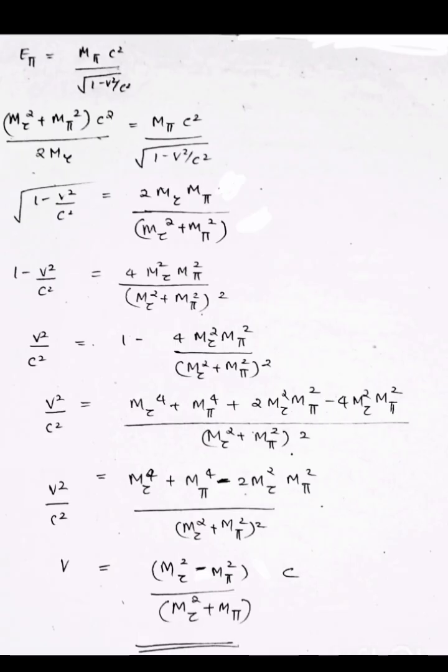So v square by c square is equal to m tau raised to 4 plus m pi raised to 4 minus 2 m tau square m pi square divided by (m tau square plus m pi square) the whole square. So that v is equal to (m tau square minus m pi square) divided by (m tau square plus m pi square) into c. So this is the velocity of pi.